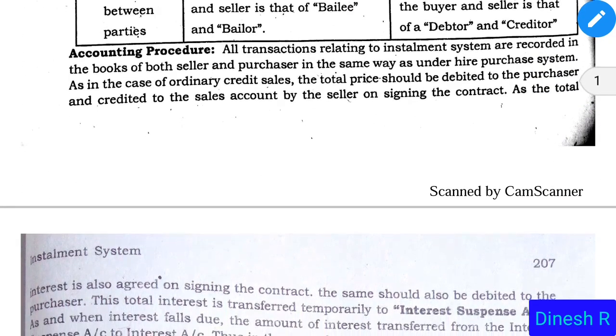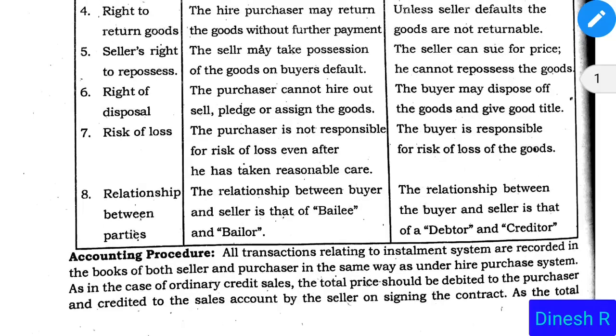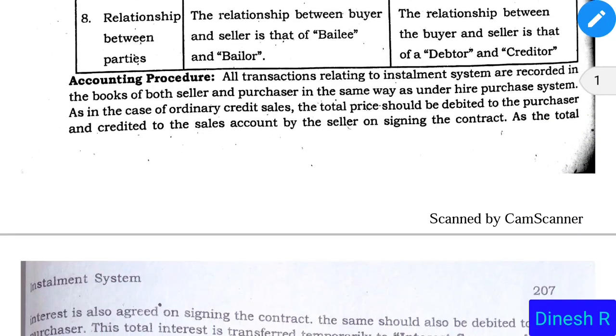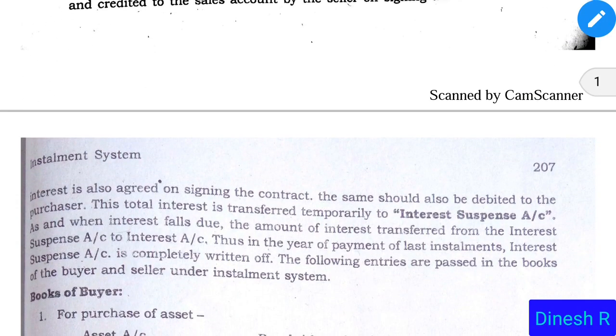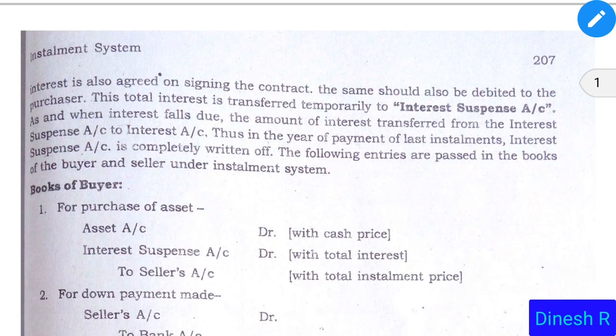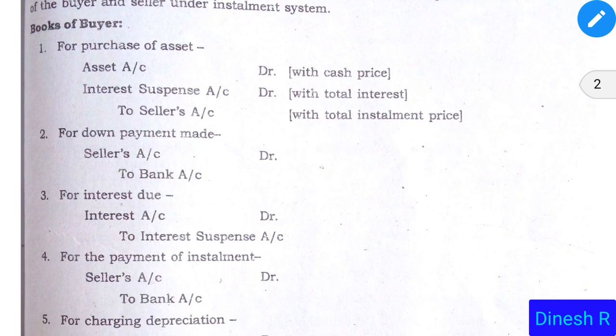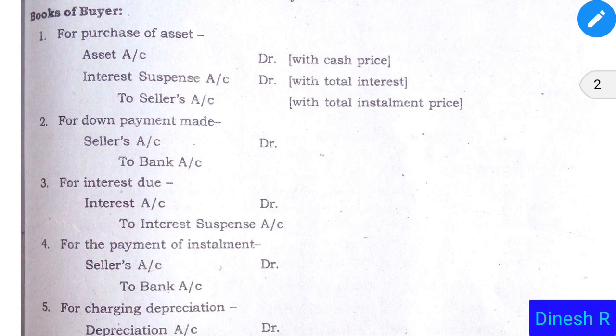What is the difference between installment system and hire purchase system? That's a very important theory in this chapter. That's the only one theory there is. Straight away we'll go for the problem part. What are the journal entries that will come in the books of buyer or purchaser? Then what are the journal entries that will come in the books of seller?